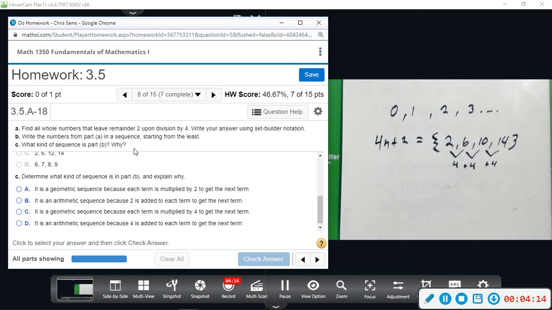And so we'll say this is an arithmetic sequence because 4 is added. So if we were multiplying, we would call it geometric. This would be arithmetic.